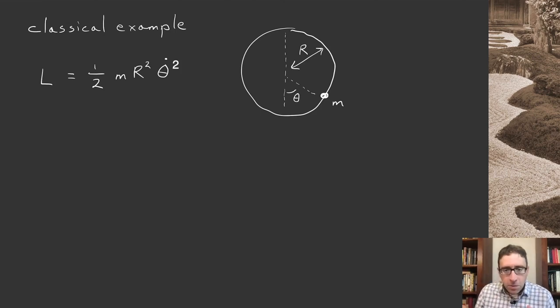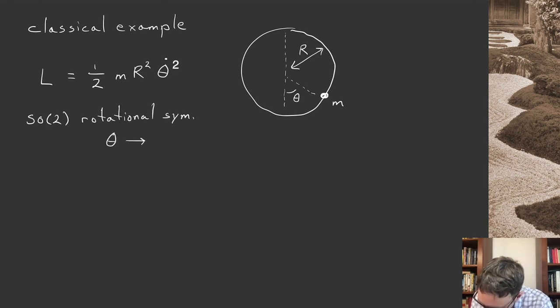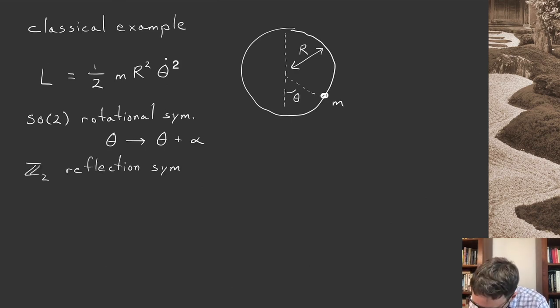Now, what kinds of symmetries does this system have? Well, the way I've written it, it's got two. It's got an SO(2) rotational symmetry under which we shift theta by a constant angle alpha. Because alpha is constant, it doesn't affect the Lagrangian, so that's a symmetry. And there's also a Z2 reflection symmetry under which we send theta to minus theta. Because the action involves just theta dot squared, the Lagrangian or the action is invariant under that reflection. So we have these two nice symmetries that we can think about in this classical system.